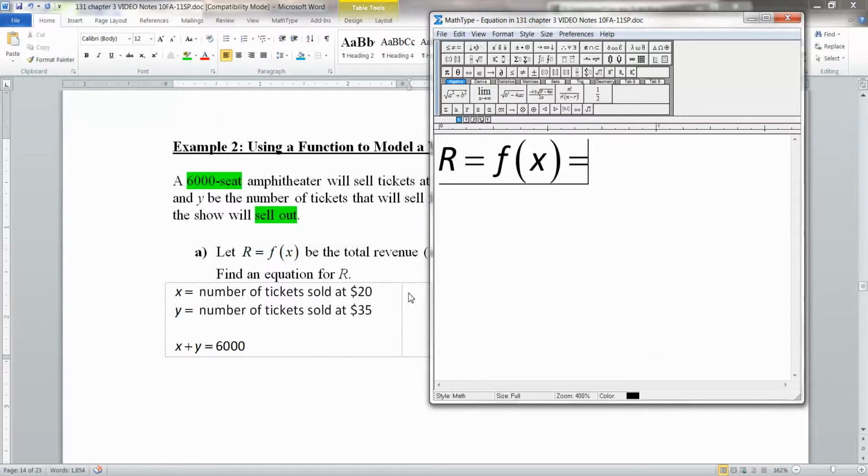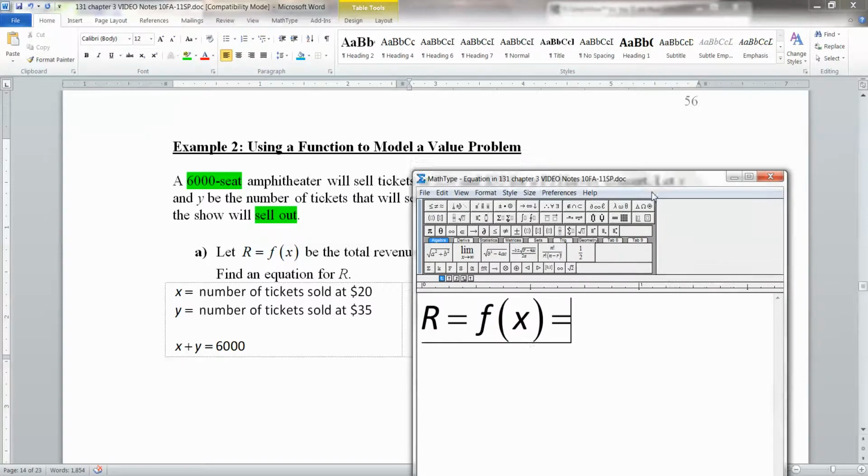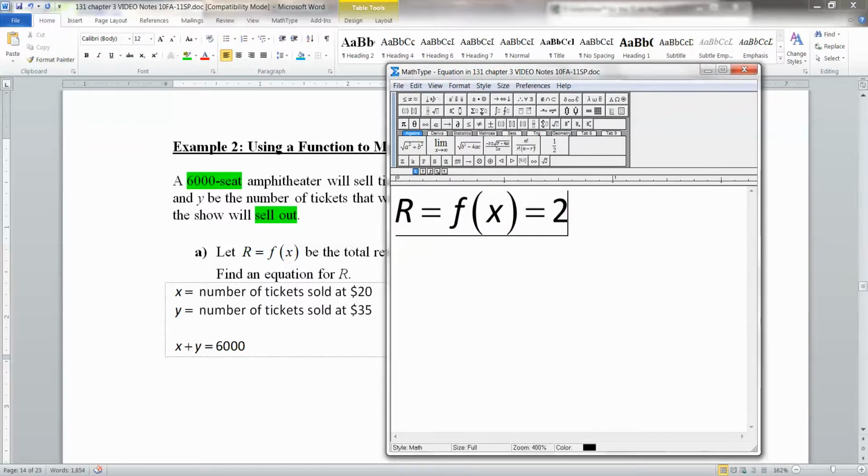Now, money is going to be based on how much you sell it for, right? So if you sell tickets at 20 bucks, you say, okay, that's 20X plus 35Y. For every ticket I sell at the $20 price, I get 20 bucks. So if I sell 10 of them, I get 20 times 10. If I sell 30 of them, I get 20 times 30. Similarly, 35 times Y, because for every ticket I sell at the $35 price, I'm going to get 35 bucks.